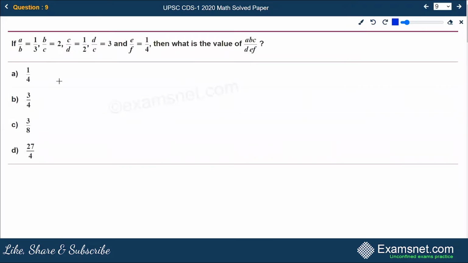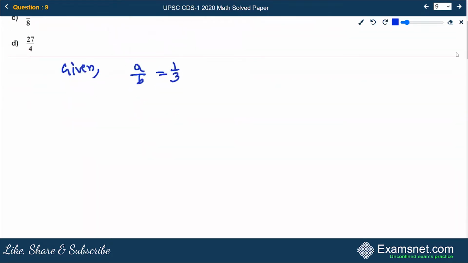In question number 9, we are given if A by B equals 1/3, B by C equals 2, C by D equals half, D by E equals 3, and E by F equals 1/4, then what is the value of ABC by DEF? So we are given A by B equals 1/3. I'm trying to get all the values in terms of B. So we can write it here, A equals B by 3.